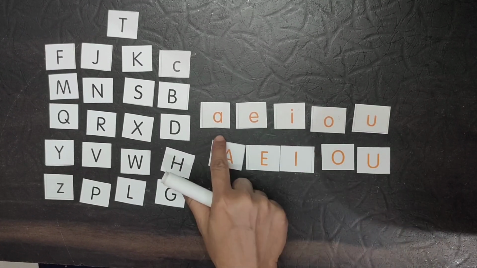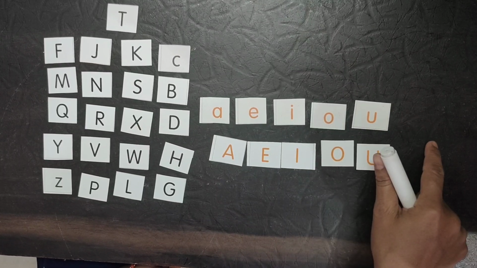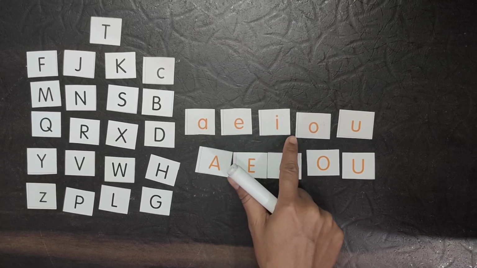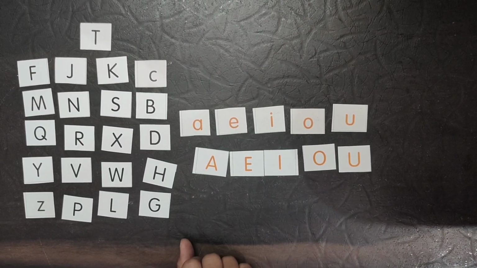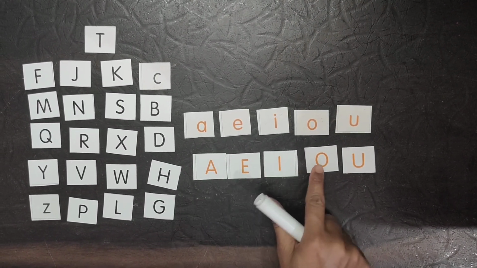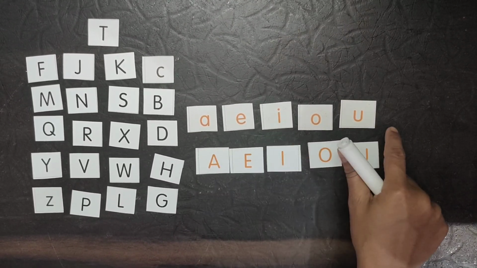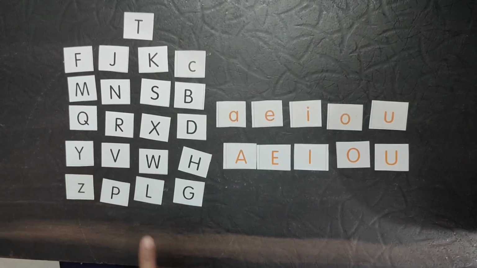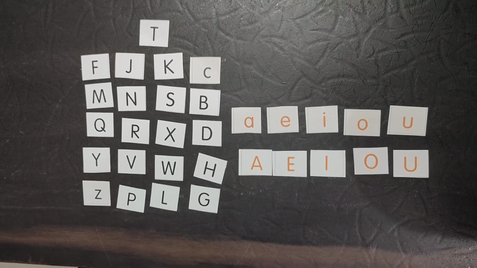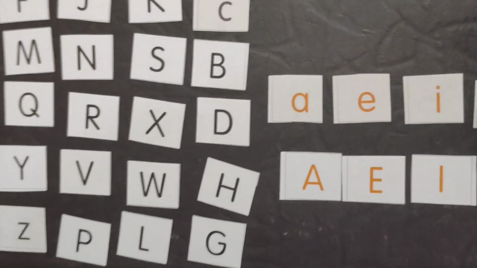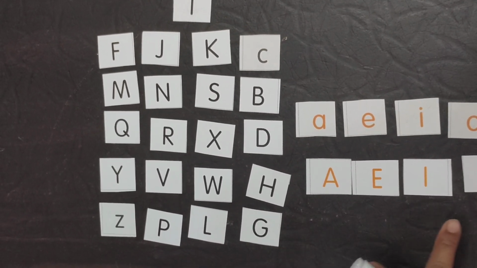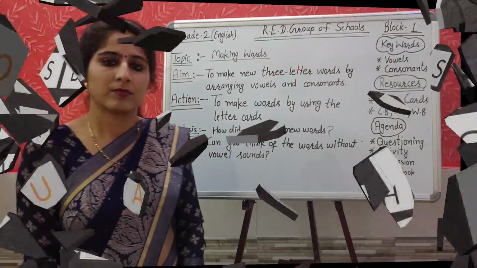Yes, you can see these are 5 orange color cards. How many are these? These are 5. What are these? I told you in the starting also. These are the vowels and these are only 5. These are also the same, A, E, I, O, U. These are in small letters and these are capital letters. And all these black letter cards are called consonants. And how many consonants are there in English? 21. 21 consonants and 5 vowels.